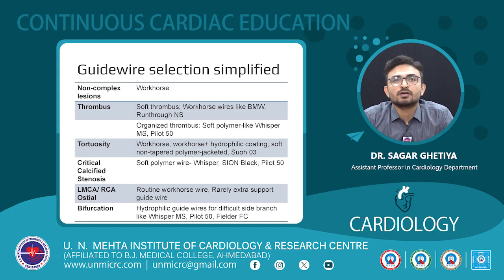In tortuous lesions, sometimes we cannot cross with workhorse wires, then we will require workhorse wires with hydrophilic coating and a soft non-tapered polymer jacketed wire or Suoh wire. In lesions with critical calcified stenosis, soft polymer wires like Whisper, Sion Black and Pilot 50 are more ideal. While in LMCA lesions and RCA ostial lesions, routine workhorse wires are mostly sufficient, but sometimes we will require extra support guide wires. In bifurcation lesions, when we need to cross a side branch, we will require hydrophilic wires like Whisper MS, Pilot 50 and Fielder FC.